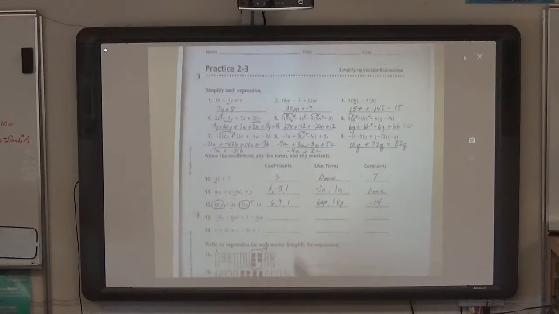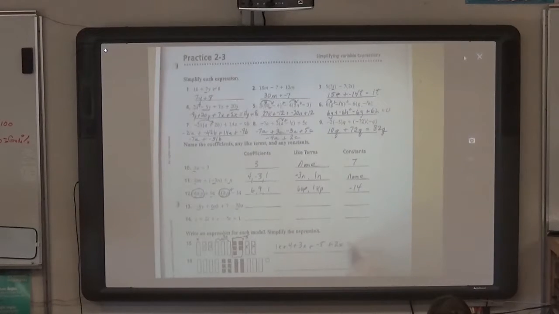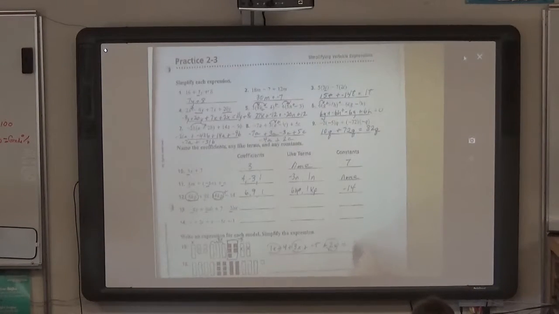So start with 1x plus 4 plus 3x, that's this group, plus -5 plus 2x. Those are the different groups. And then simplify them. Combine like terms. So there are 6 x's and 4 plus -5, -1. Okay?